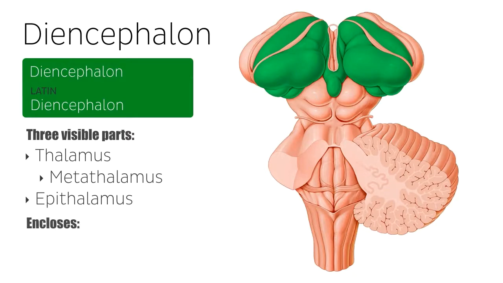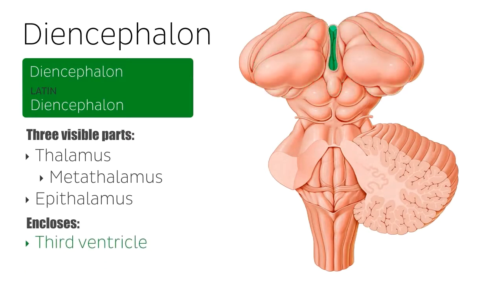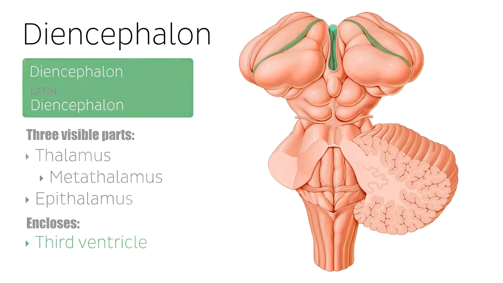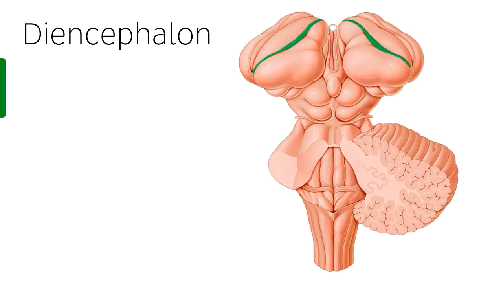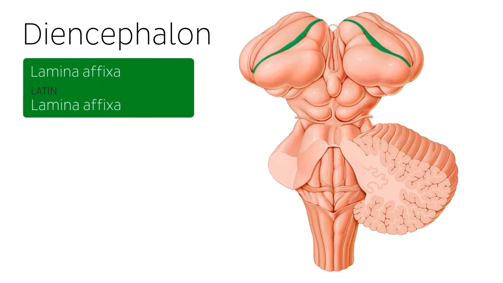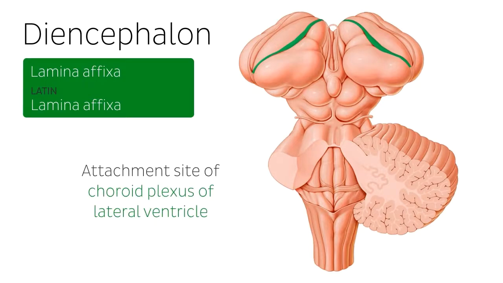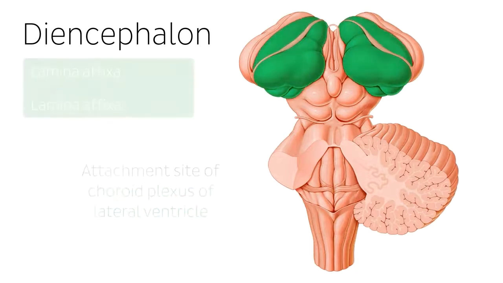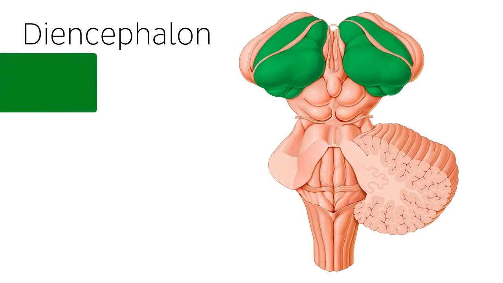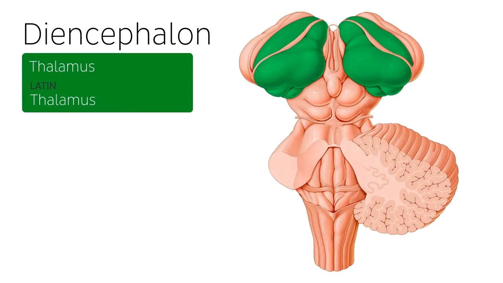The third ventricle, as we mentioned, is a fluid-filled cavity which is enclosed by the diencephalon, and we'll talk about that in just a few slides. And just before we launch into the thalamus, I very briefly want to mention the lamina affixa, a narrow white band found on the dorsal surface of the thalamus, and this is the site where the choroid plexus of the lateral ventricle is attached. The thalamus is a large nuclei of the diencephalon.